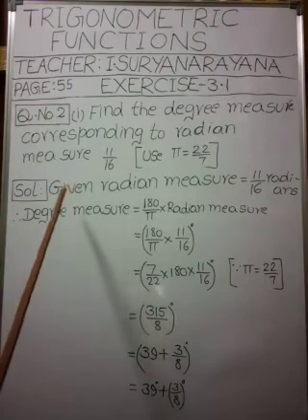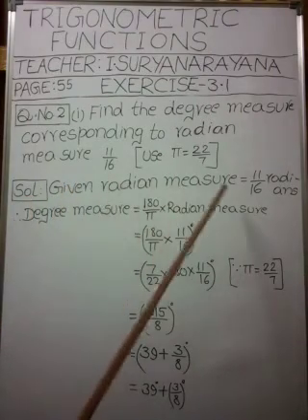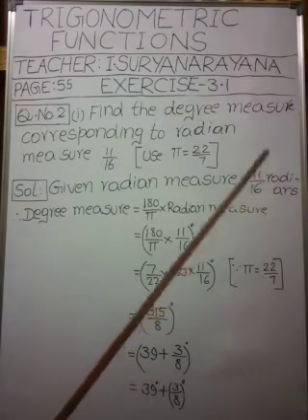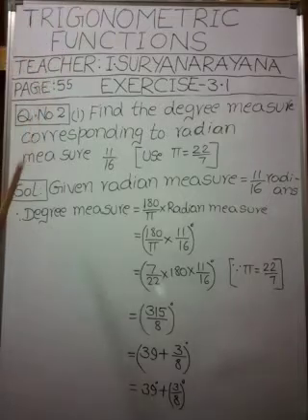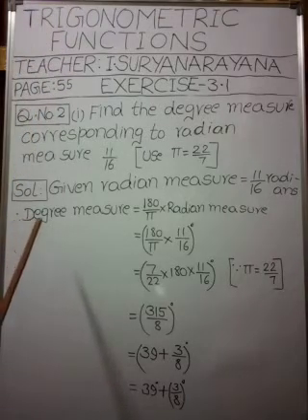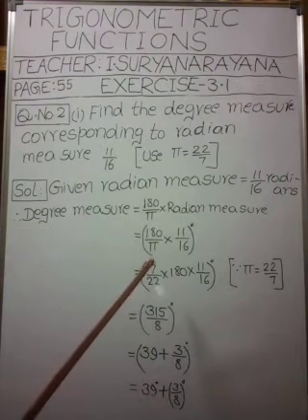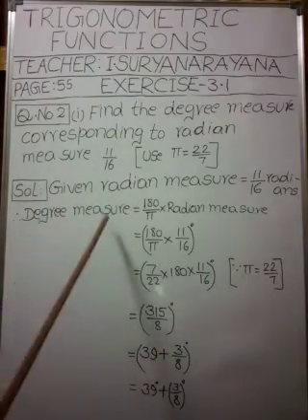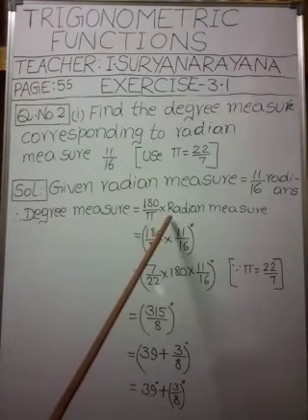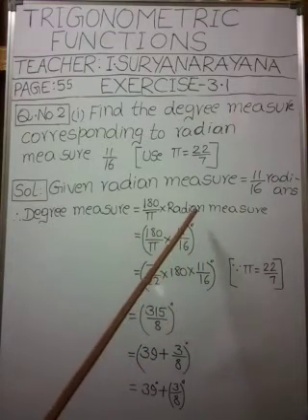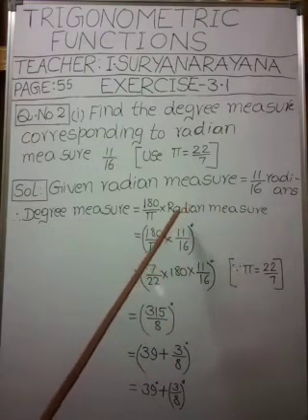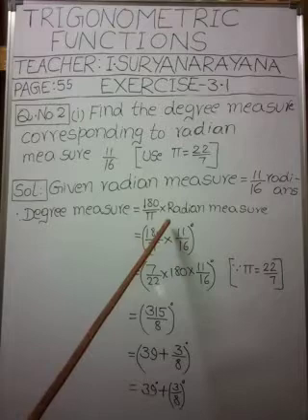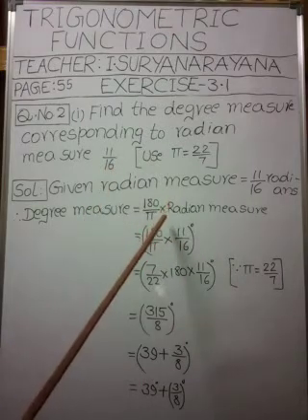Right. Now, first come to the solution part. Given radian measure is equal to 11 by 16 radians. Do you remember the formula, my dear children? If the radian measure is given, then what is the formula to get degree measure? Yes, degree measure is equal to 180 by pi into radian measure. We discussed this formula yesterday. This is a suitable formula to write the given angle in degree measure.